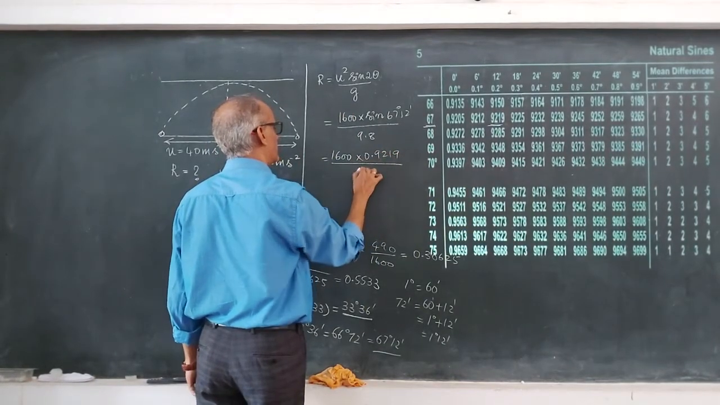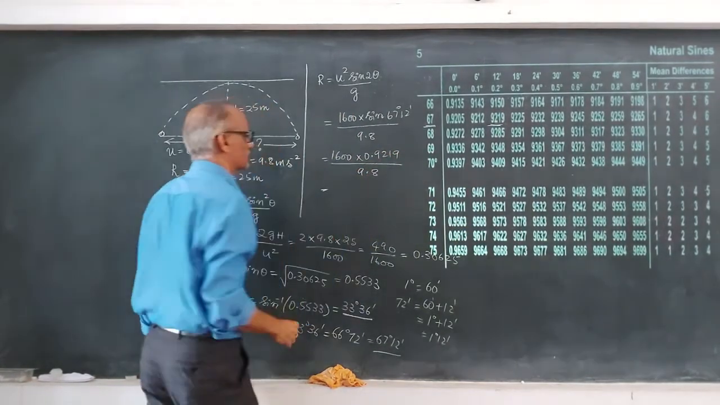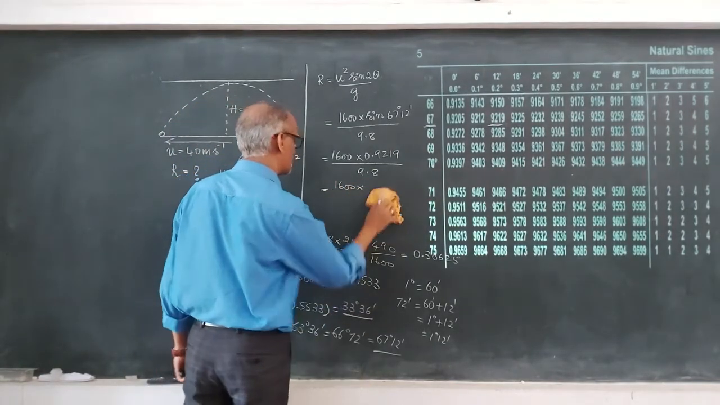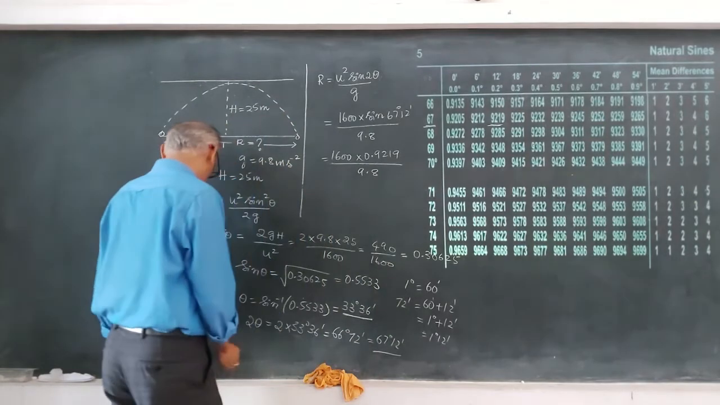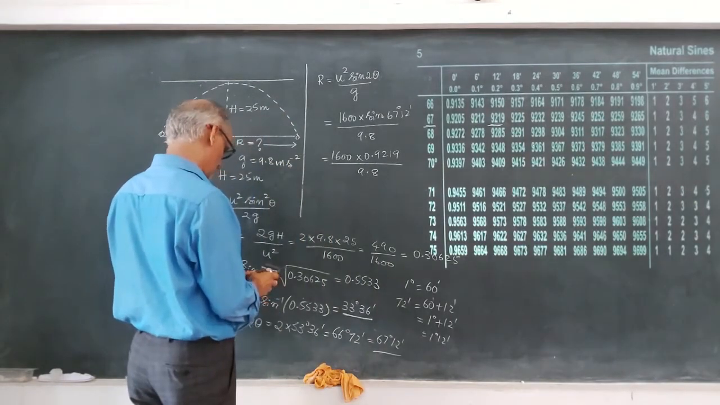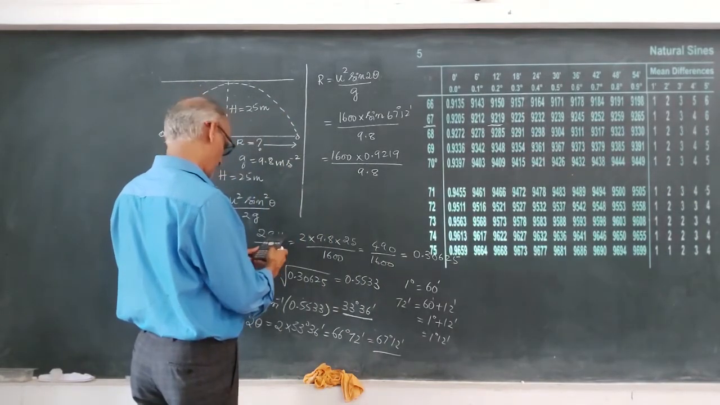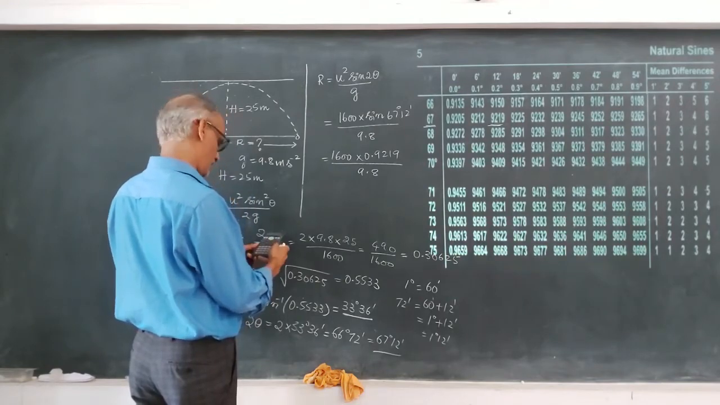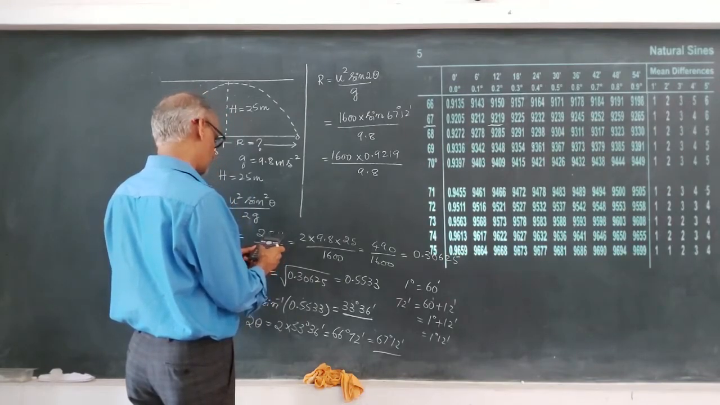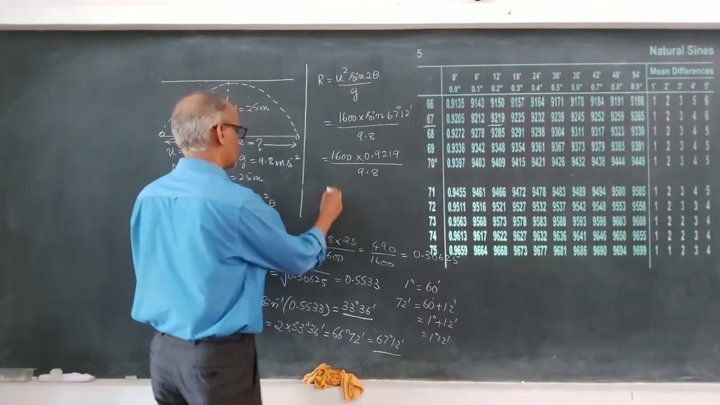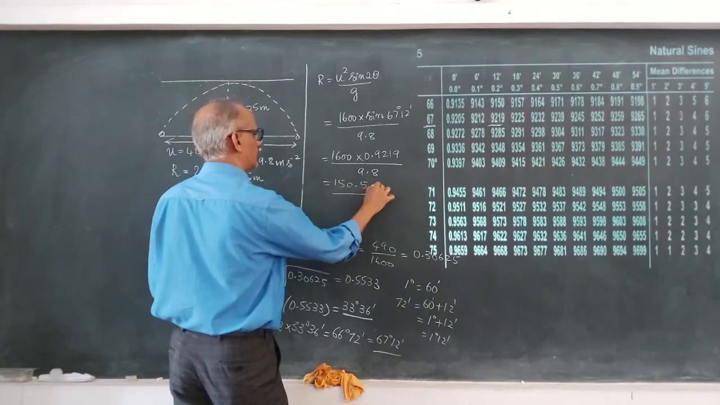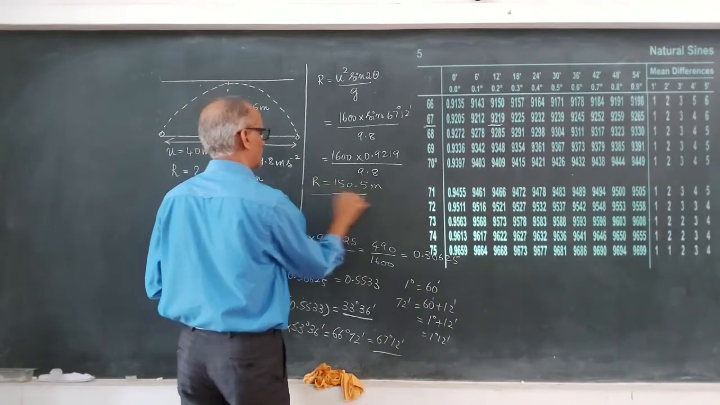0.9219 divided by 9.8. So 1600 into, let's simplify this, there is no need to write the next step. So therefore here we have 1600 into 0.9219 divided by 9.8, which is 150.5 meters. So that's the value of this range.